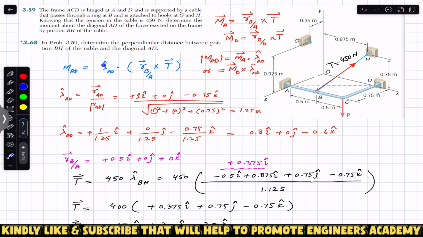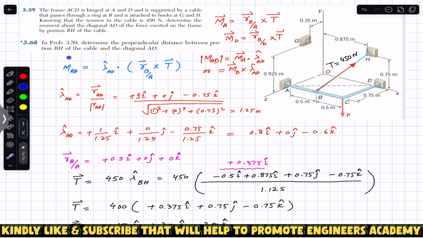In scalar triple product, we write the unit vector before the cross product, before the moment. So we take the dot product of the unit vector with MA or MB, which will give us the magnitude of the moment about that line AD.